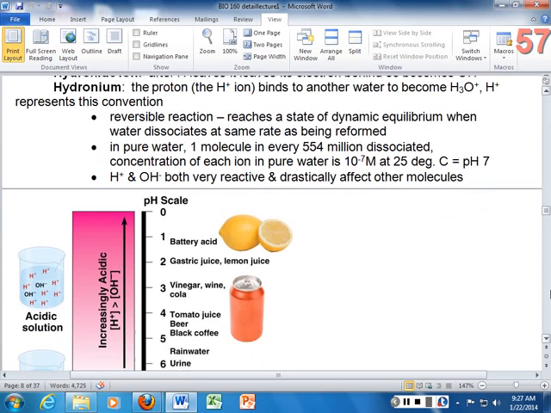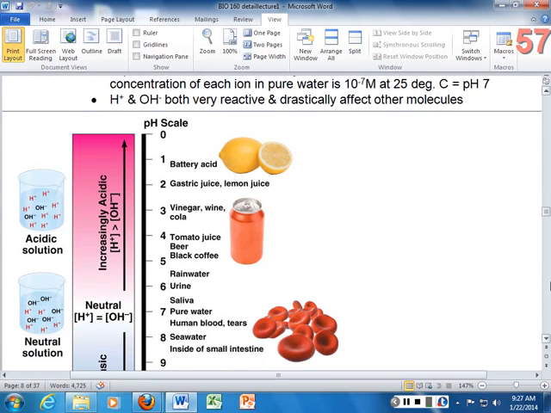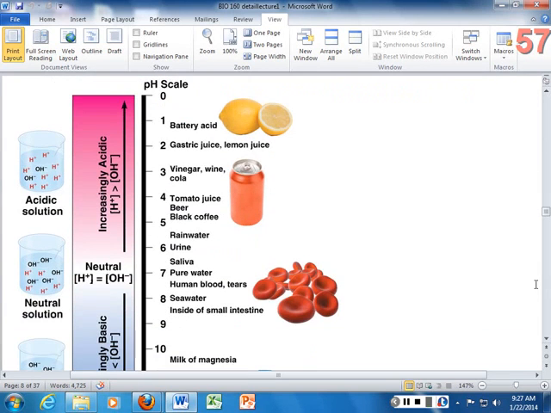So with the pH scale, it's going to go from 0 to 14. In the middle, you have 7. This is where water is. It's neutral. Over here, you have basic. You have the hydroxides. Over here, you have more free hydrogen ion.